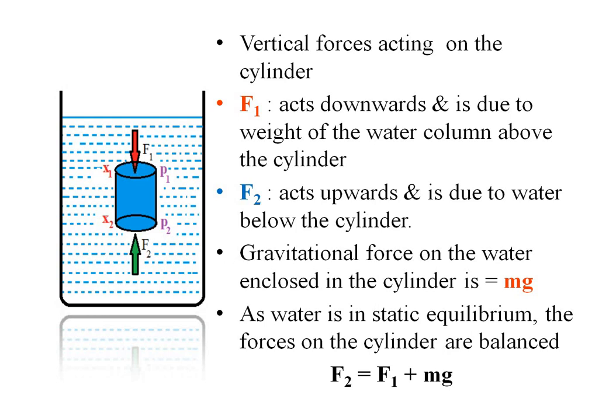So here, as the water is in static equilibrium, that means at rest, the forces on the cylinder are balanced. So we get the formula F2 is equal to F1 plus this downward force, that means the gravitational force. F2 is equal to F1 plus m into small g. As we know the pressure formula, force divided by area, taking the force term outside, we get pressure into the area. This is the basic formula. So for the first, F1 is equal to P1 into capital A, and for the second, F2 is equal to P2 into capital A.